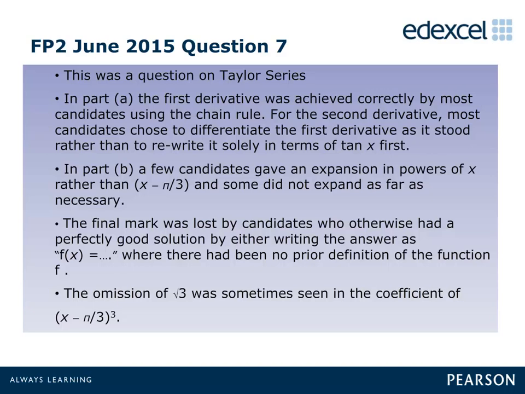In Part B, a few candidates gave an expansion in powers of x rather than x minus pi over 3, and some did not expand as far as necessary. The final mark was lost by candidates who otherwise had a perfectly good solution by writing the answer as f of x equals, where there had been no prior definition of the function f. The omission of root 3 was sometimes seen in the coefficient of x minus pi over 3 cubed.